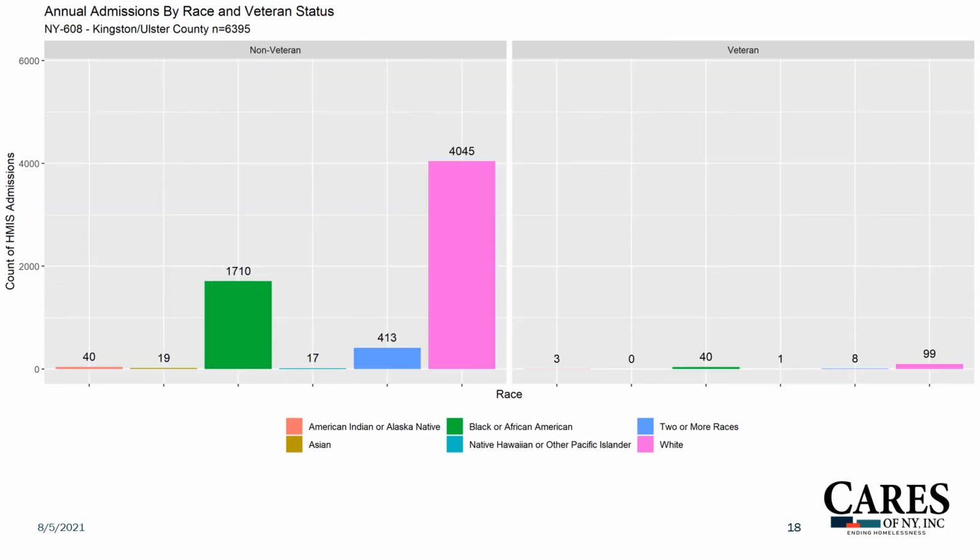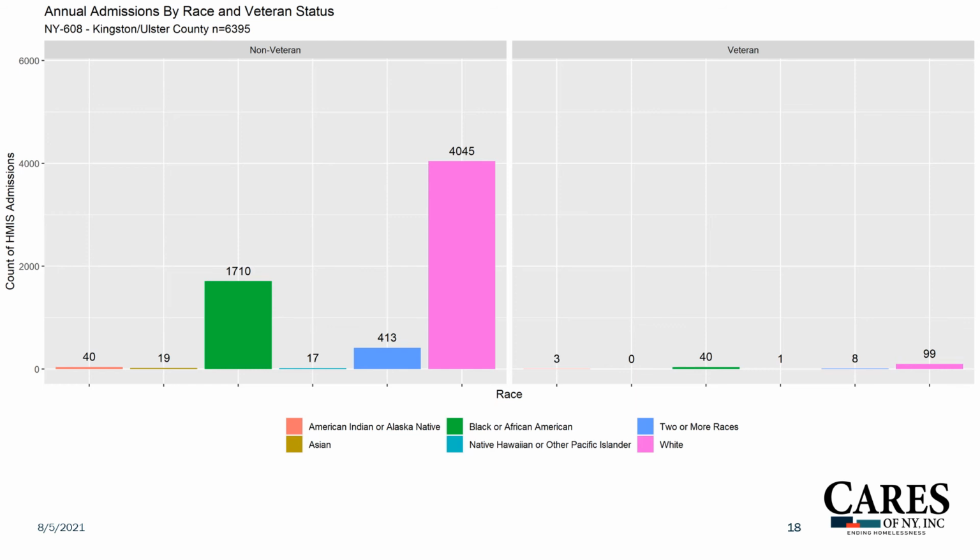So now we're looking at our annual admissions of veteran status by race. And between 2018 and 2020, we had 6,395 admissions. And of all those admissions, we have fewer than 175 veterans. So this makes me think that the question may possibly not be asked, or there is a misunderstanding of clients when they're asked this question.